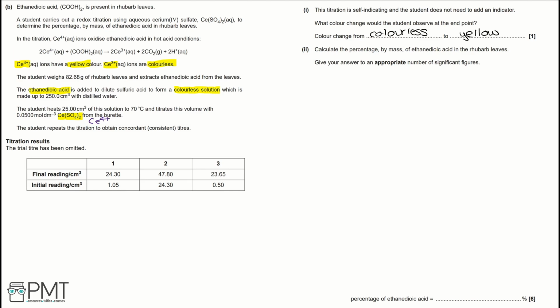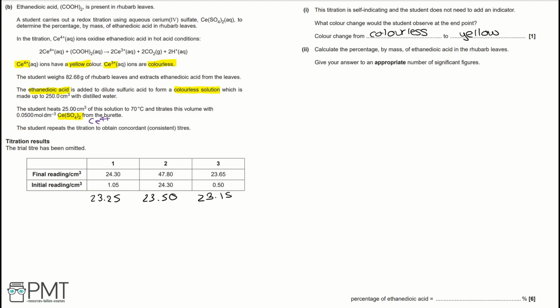Firstly, with this question, we need to work out the titres of the titration results. That would be taking the final reading and subtracting the initial reading. So for titration 1, that would give us 23.25. For titration 2, that would give us 23.50. Notice I'm giving all of my answers to 2 decimal places because that is what you would do when recording volume in a burette. And then for titration 3, we're left with 23.15.